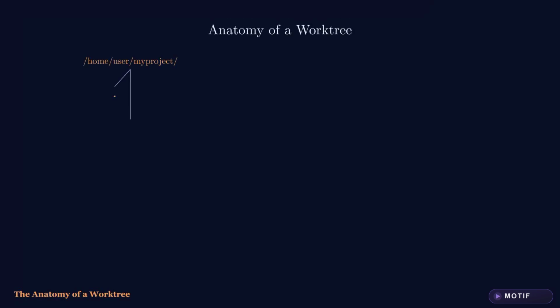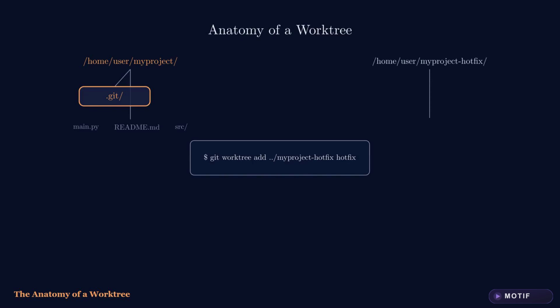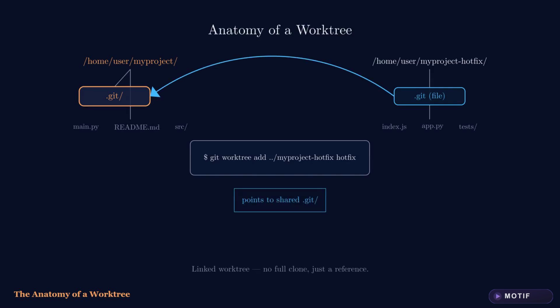Watch what happens at the file system level when you add a worktree. A new directory appears. It looks like a fresh repo from the outside. But crack it open and you'll find not a .git directory, but a single .git file. That file is a pointer. It beams straight back to the original repository's object store. No duplication, no second copy of your history, just a lightweight new window into the same room.